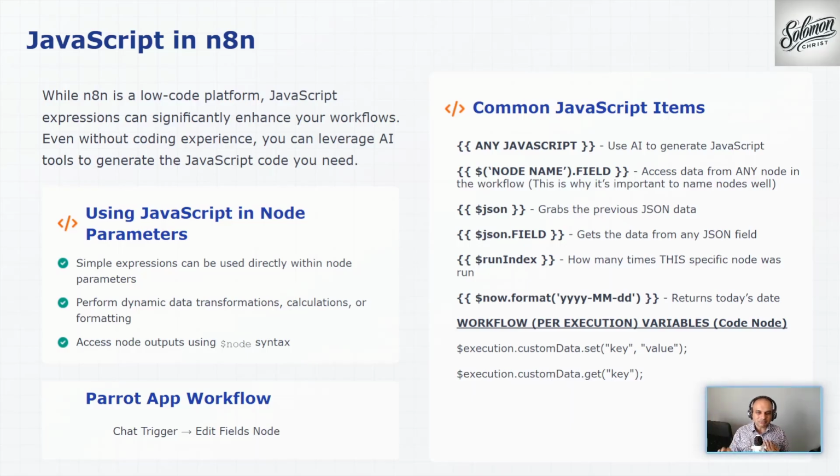Another one is something called run index. That specifically is a counter of how many times this specific node that you have this code on has been run. It is very useful, especially when you're doing large loops.